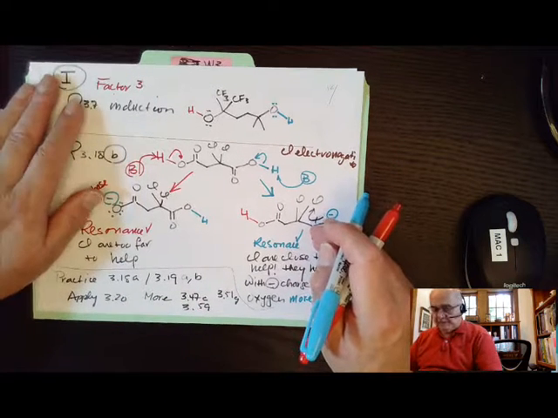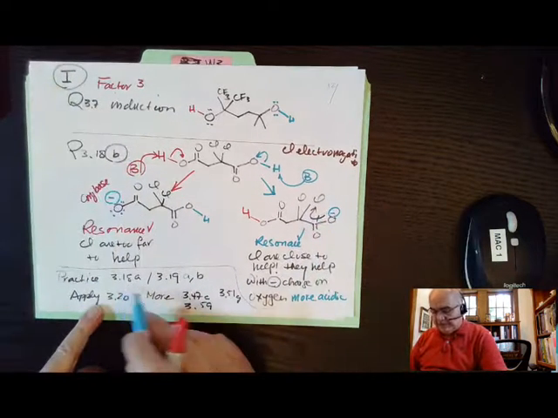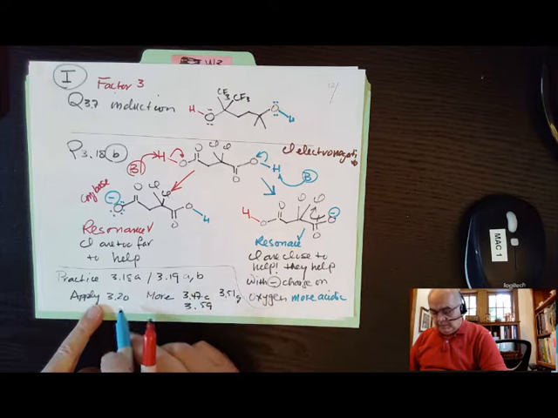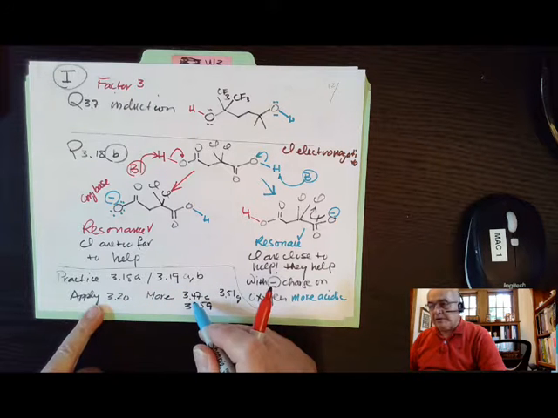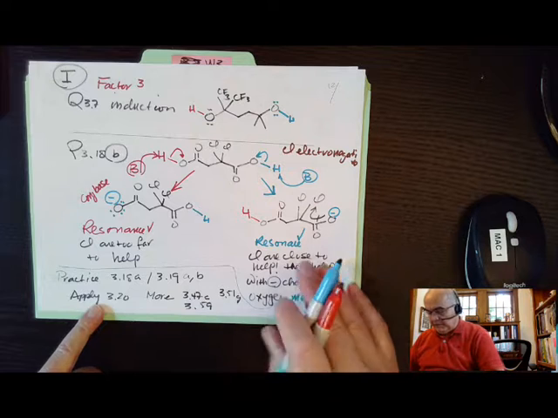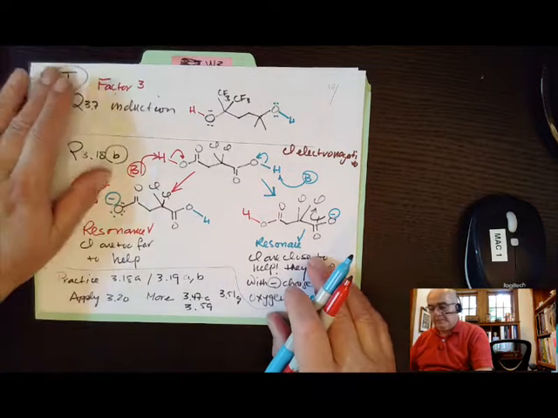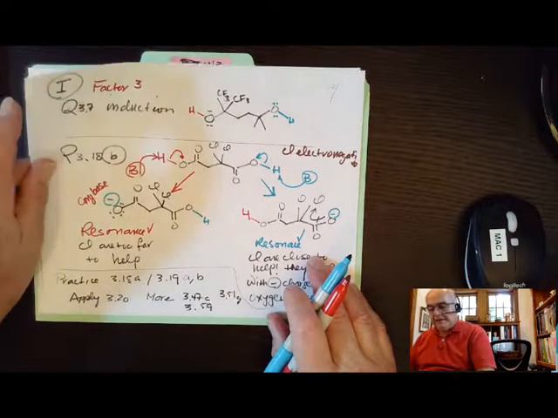Then we have practice. We have practice 18, 19. We can apply the skill 20, and we have more at the end of the chapter: 47, 59, and 51. So let's go look at factor 4.